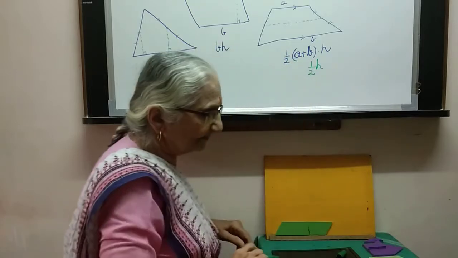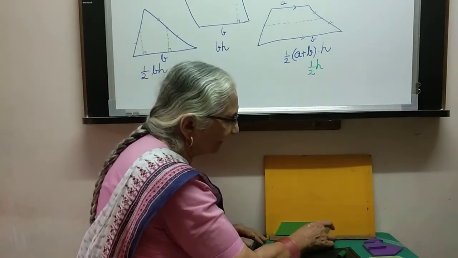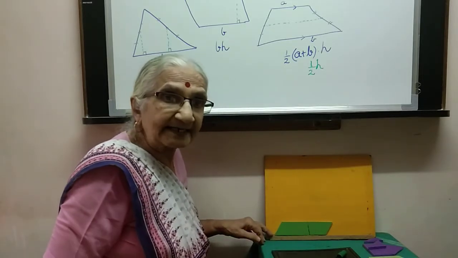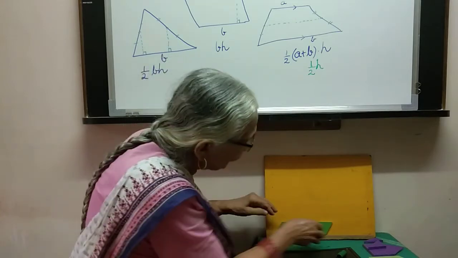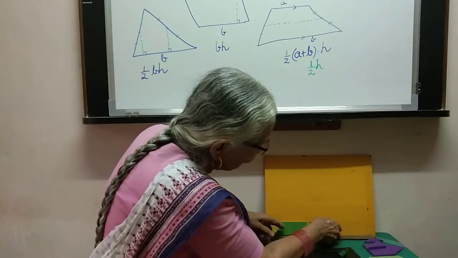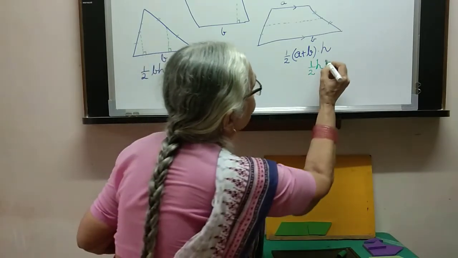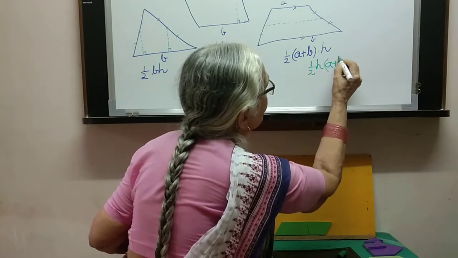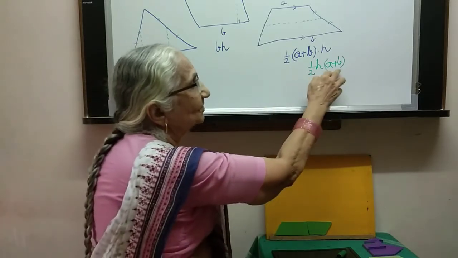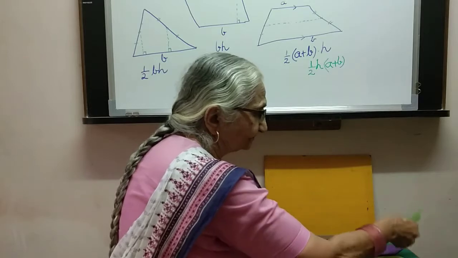So far as the trapezium is concerned, here it is, the height of the parallelogram is 1/2 the height of the trapezium. What about this? This is the side of the parallelogram. This side, as you can see, this was the smaller side here, A, and this was the bigger side, B. So the whole is A plus B, and so in terms of the trapezium, it is 1/2 H into A plus B. So that takes care of the trapezium.